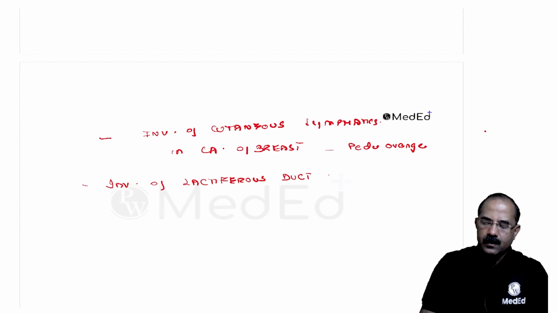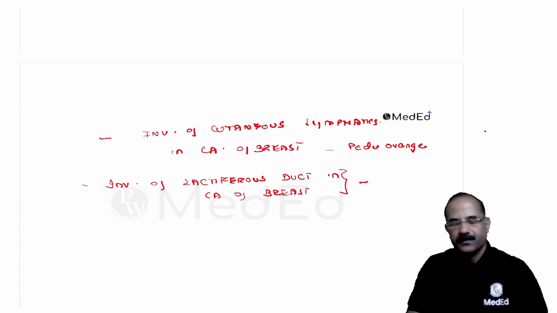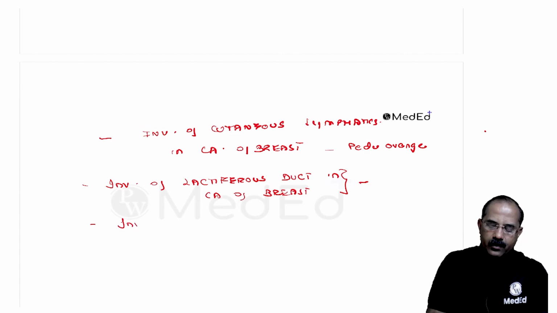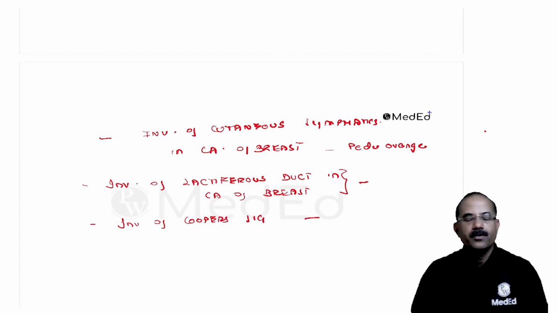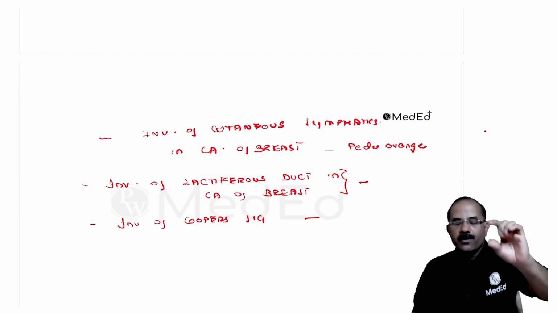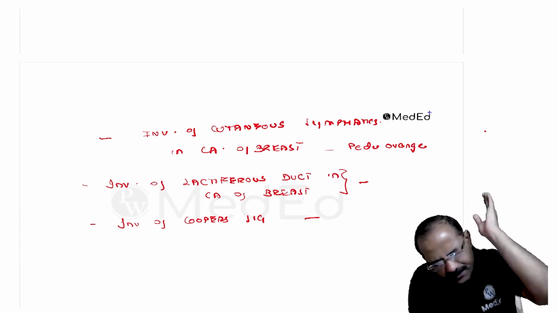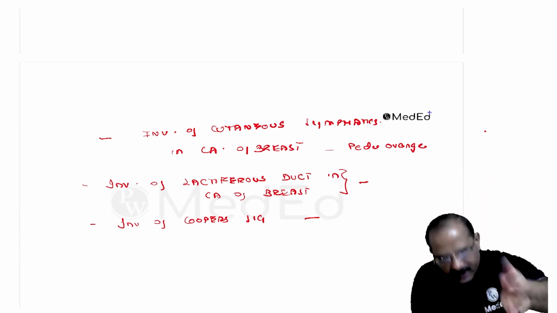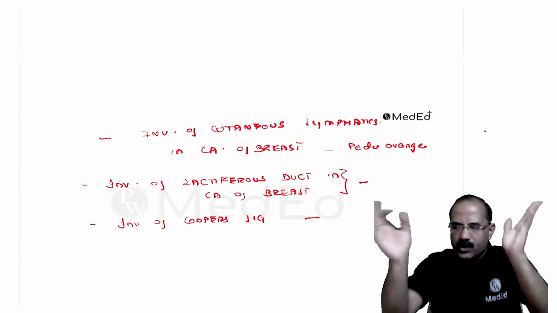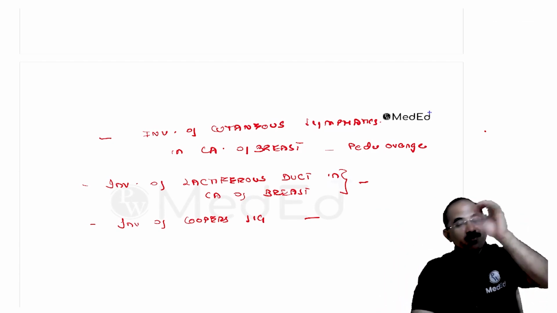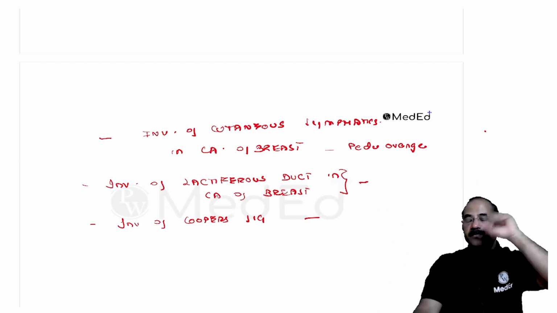Answer this. In CA of the breast, what happens here? Involvement of lactiferous ducts leads to what? And involvement of Cooper's ligament leads to what? Involvement of cutaneous lymphatics: cutaneous lymphatics get blocked. If there's a blockage of the cutaneous lymphatics, what do we get? Peau d'orange appearance. Perfect. If there's involvement of lactiferous ducts, what happens?